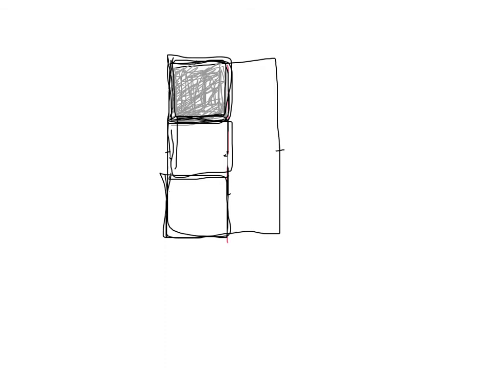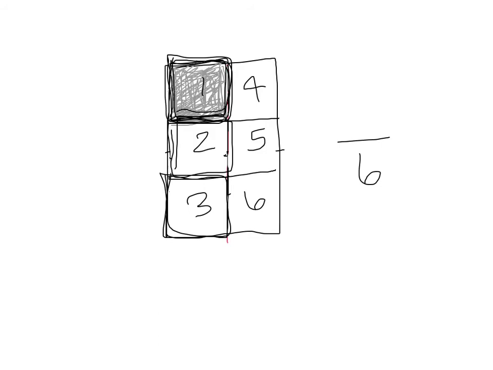So if we were to carry these lines across, we could see that we have 1, 2, 3, 4, 5, 6 total pieces. So our denominator is going to be 6, that's our whole, and we just have one square shaded in. So our estimate is going to be about 1/6.